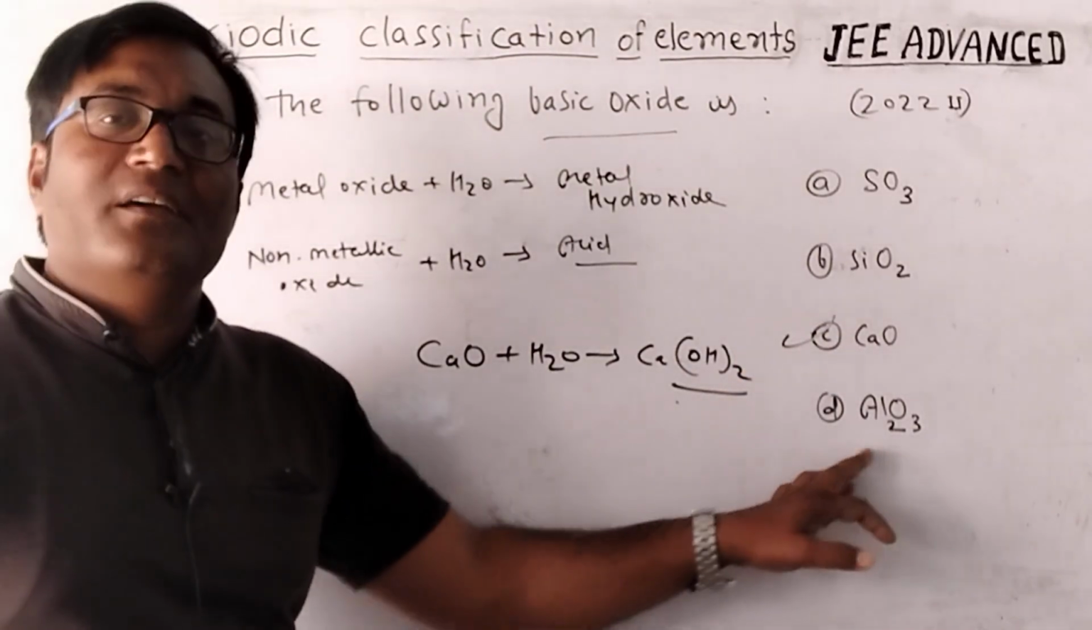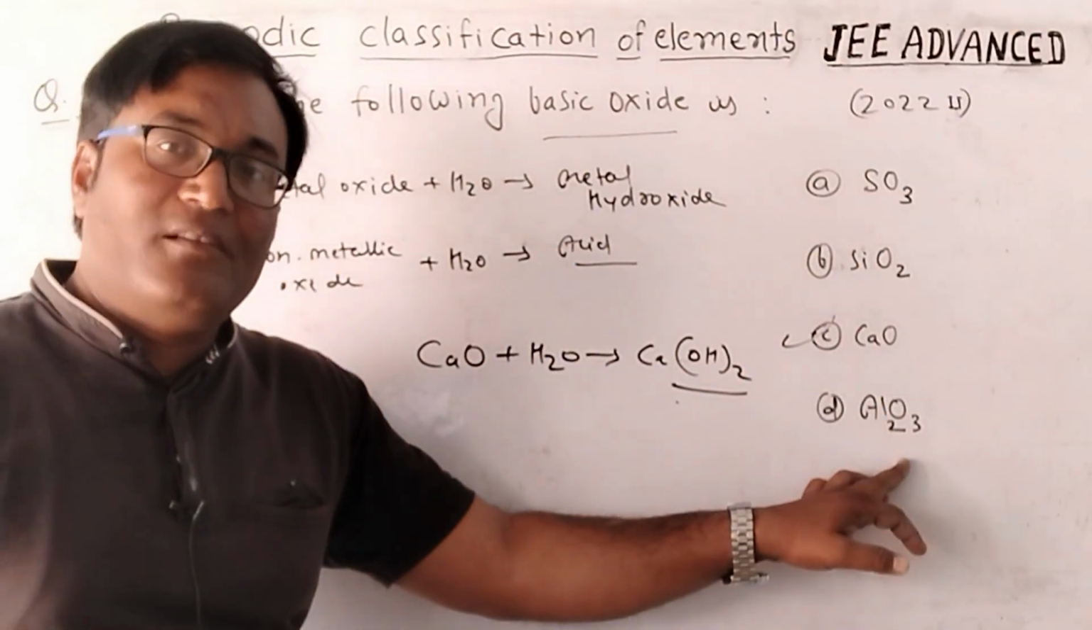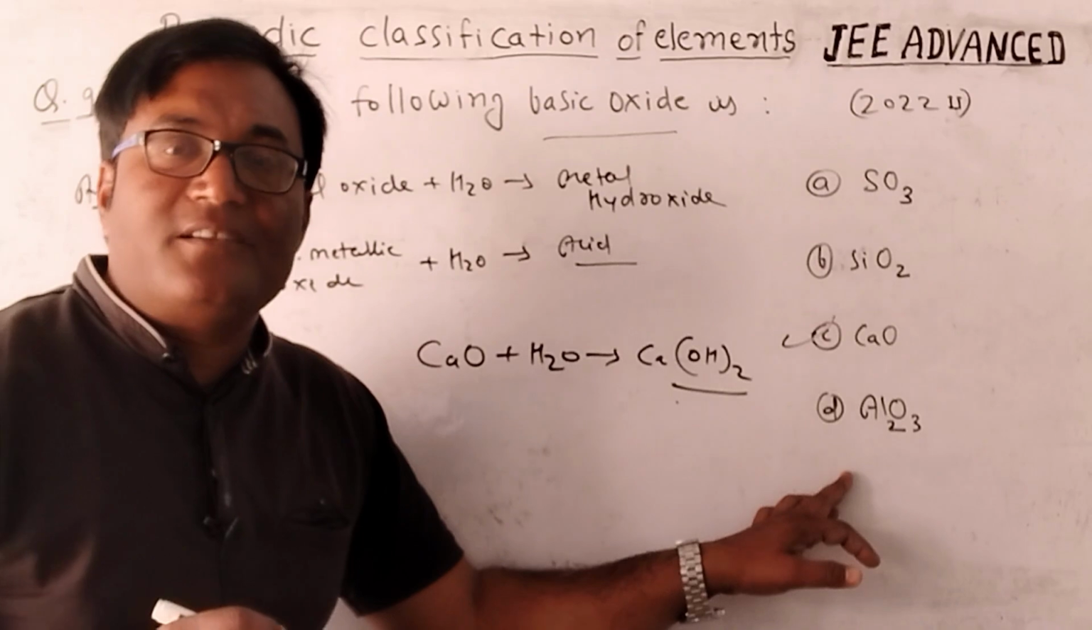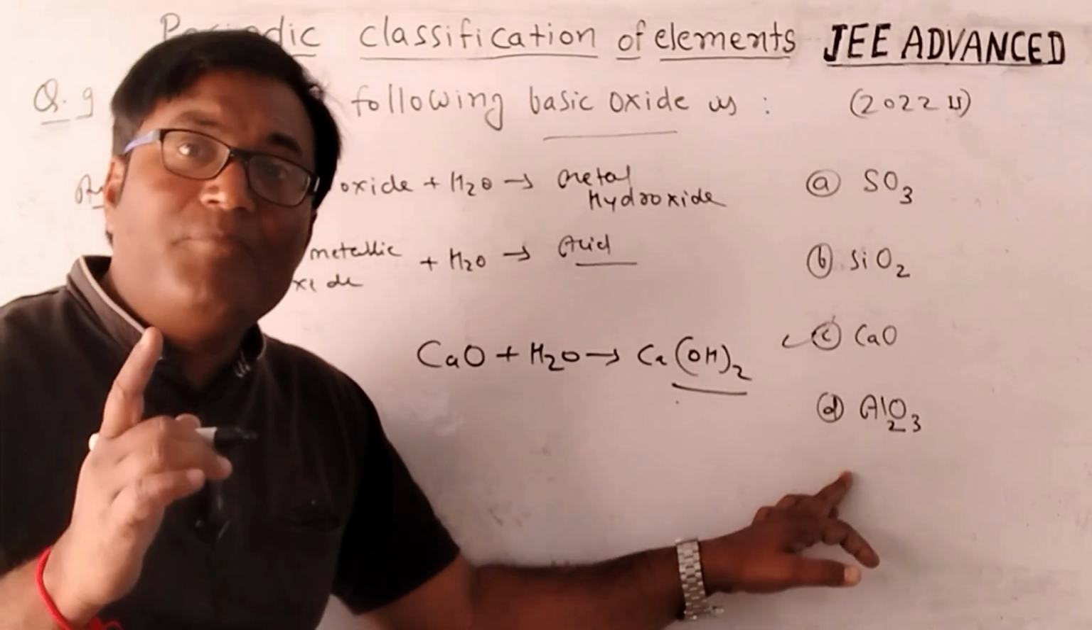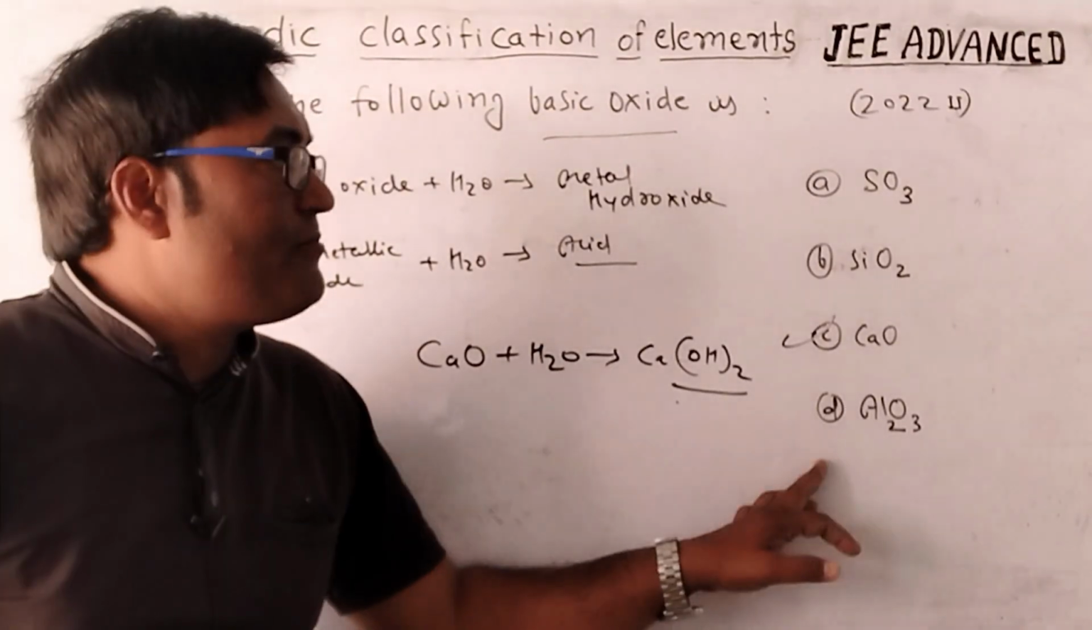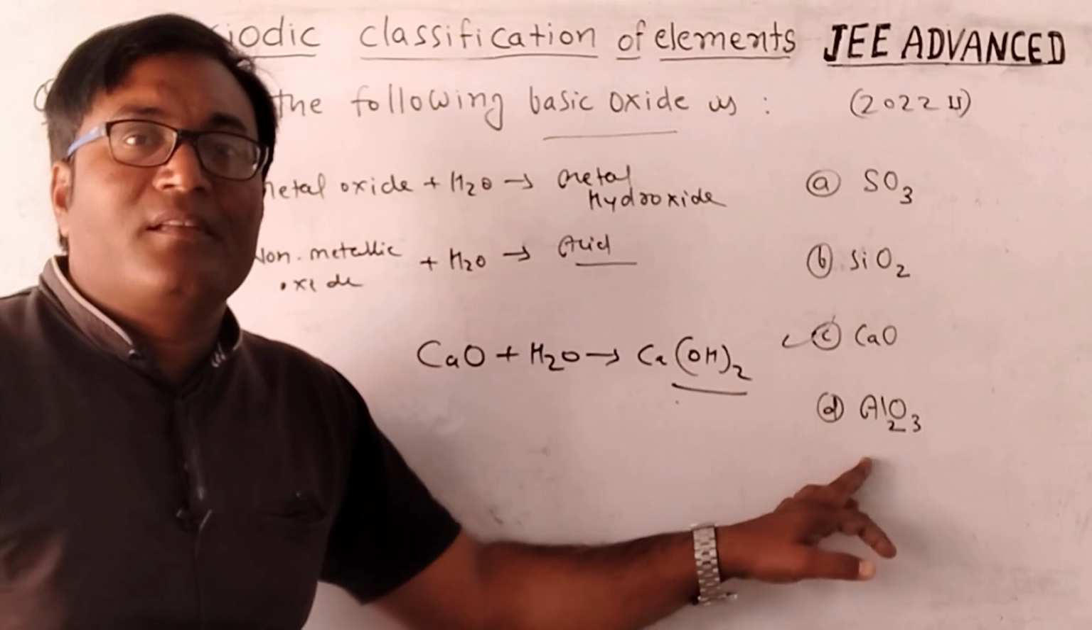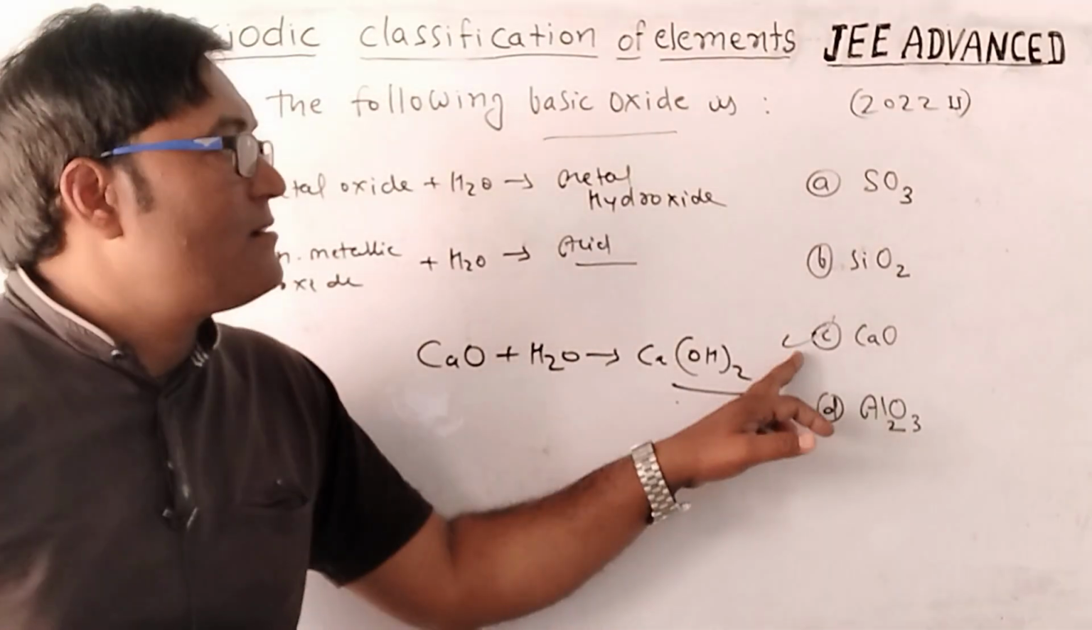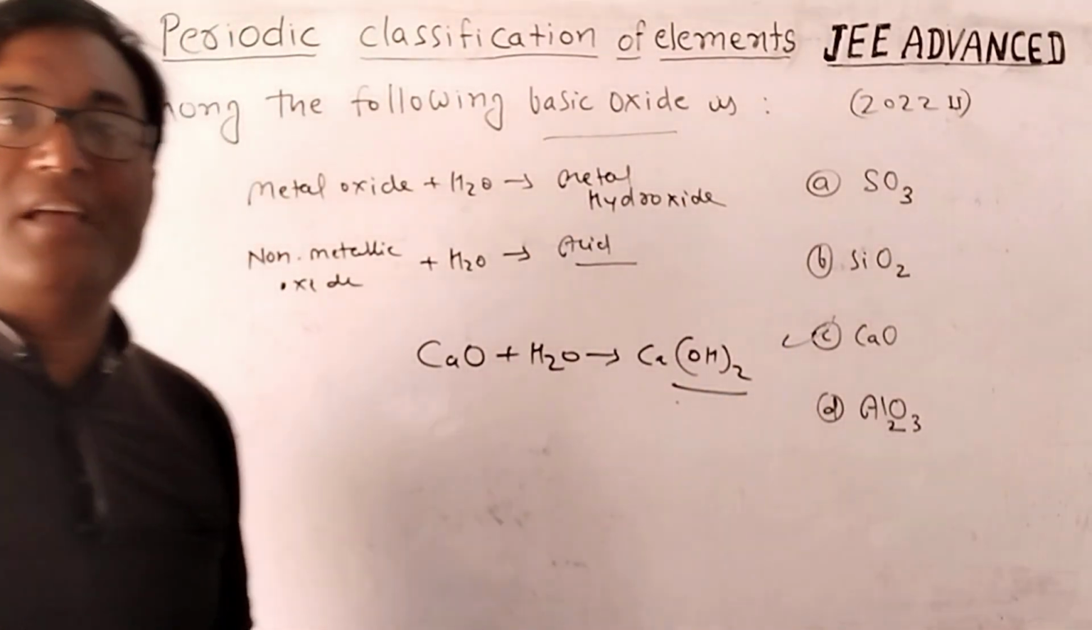After that, aluminum trioxide is also a metallic oxide, but due to its amphoteric nature, and since only a basic oxide is required here, this option is not correct. Option C is perfectly correct. You can take a screenshot.